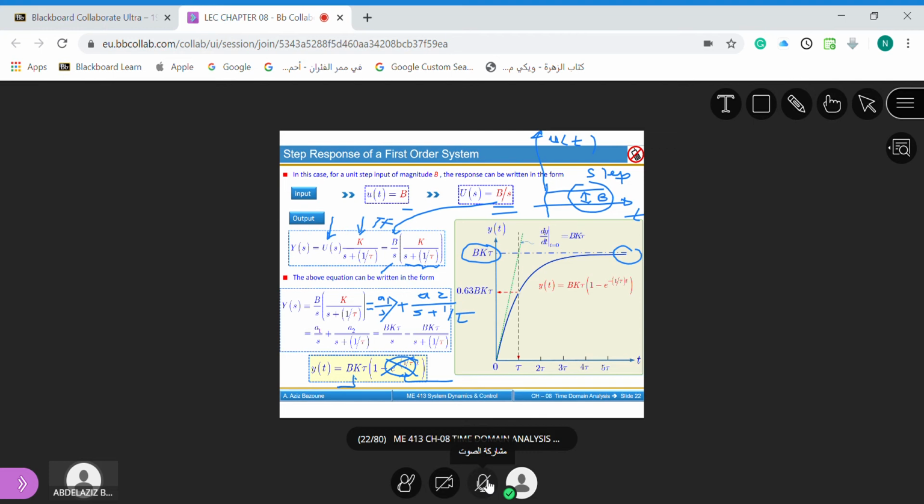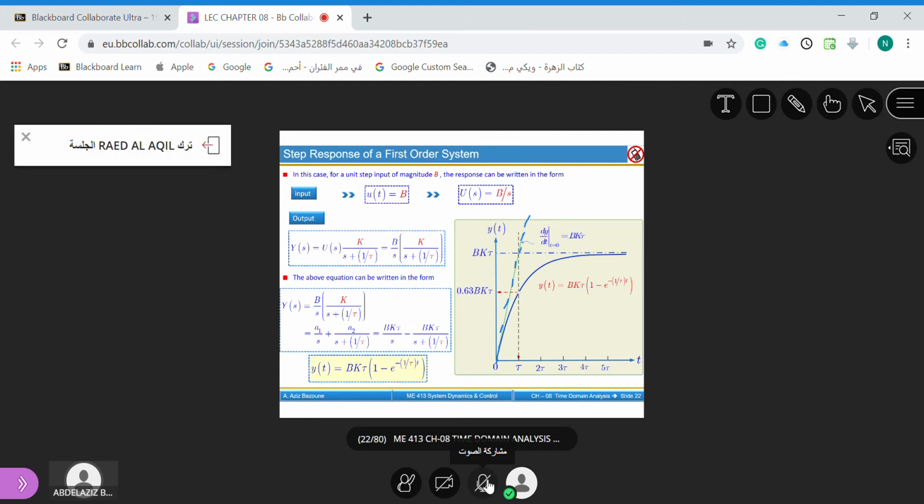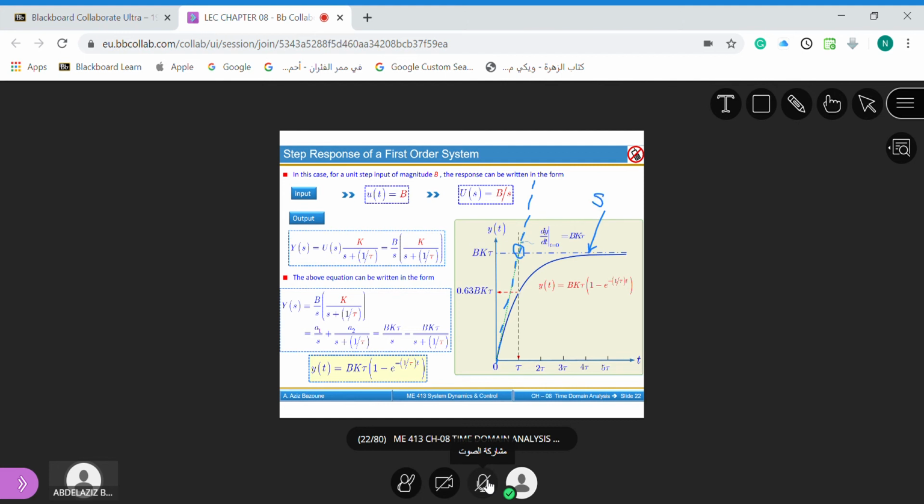We need to find what is the value of tau here. What is the response at the value of tau? In a similar way, we either take the exponent equal to minus 1, or we just draw the tangent at the origin. This is the tangent line. The tangent line crosses the steady state line at one point.